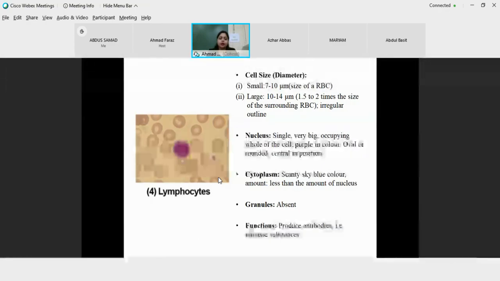You can see a very little amount of cytoplasm is visible as compared to the size of the nucleus, and granules are absent. Can you see any granules over here? No. Then the function of lymphocytes: they produce antibodies. Those are immune substances.